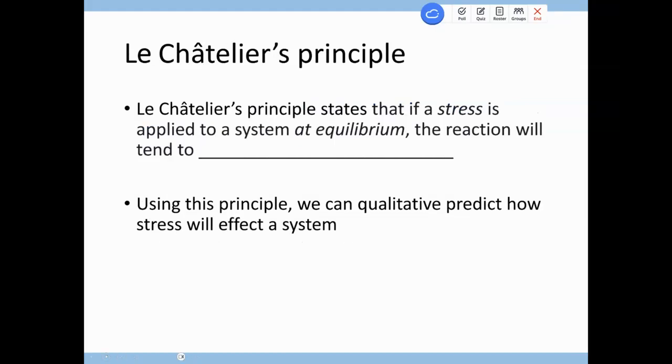So Le Chatelier's principle, which is what the section is about, states that if a stress is applied to a system at equilibrium, the reaction will tend to shift in a direction. By direction, I mean shift to the right to produce more products or shift to the left to produce more reactants. But it will shift in a direction to relieve that stress.